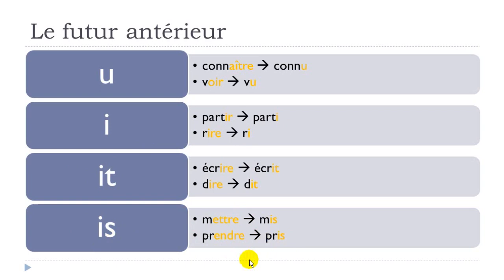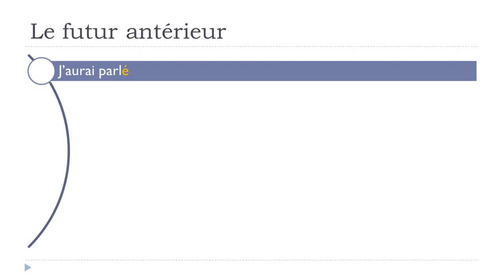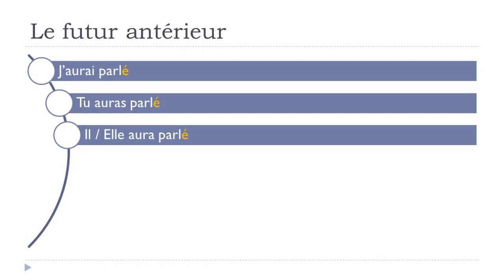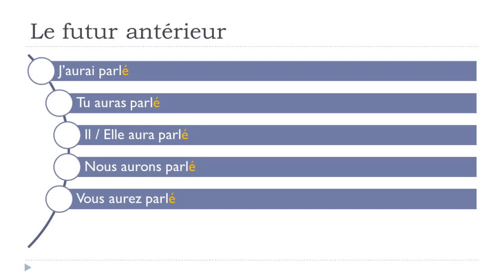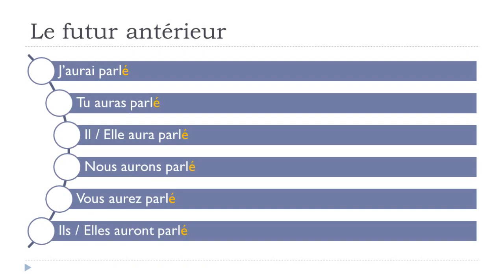An example now with parler. J'aurai parlé. Tu auras parlé. Il aura parlé. Elle aura parlé. Nous aurons parlé. Vous aurez parlé. Ils auront parlé. Elles auront parlé. All right? So, as we saw, first, you've got this avoir at the future form. Then you've got your participe passé here, okay? Aura, then participe passé, etc.